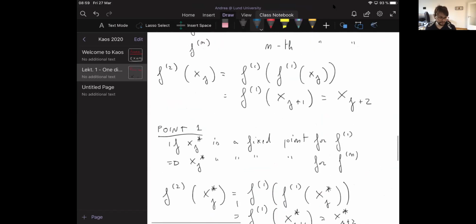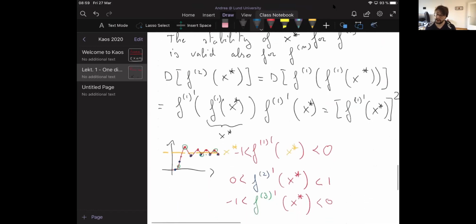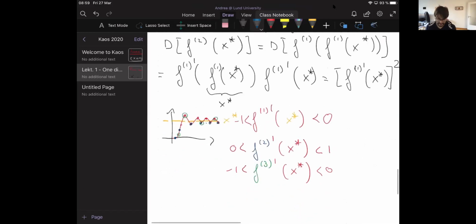I will not do it because it's just an algebraic exercise and it's very long and boring. It does not give you any particular insight. But one important thing is that now we have all the instruments to study the properties of this logistic map.